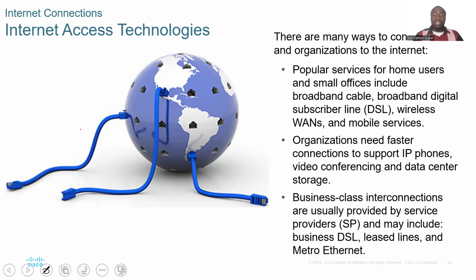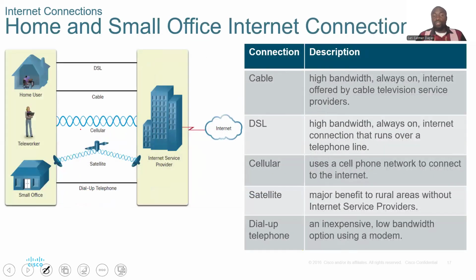Organizations need faster connections to support their IP phones, video conferences and data center storage. Everybody needs access to the internet. Business class interconnections are usually provided by service providers, that may include maybe MTN or Glo or Airtel or any of these service providers. Or you could even have them connect you through lease lines or DSL or Metro Ethernet. The point we're making is that you can connect either using cable or wirelessly, and the ISPs know what to do.